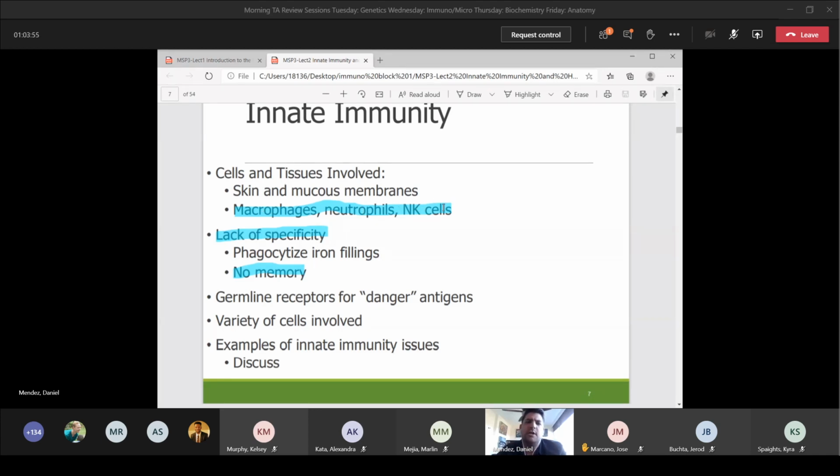Make sure you know which cells are involved in which type of immunity. So it's important to know that these 3 are going to be your innate immunity, and then your acquired or adaptive is going to be T cells, B cells, things like that.